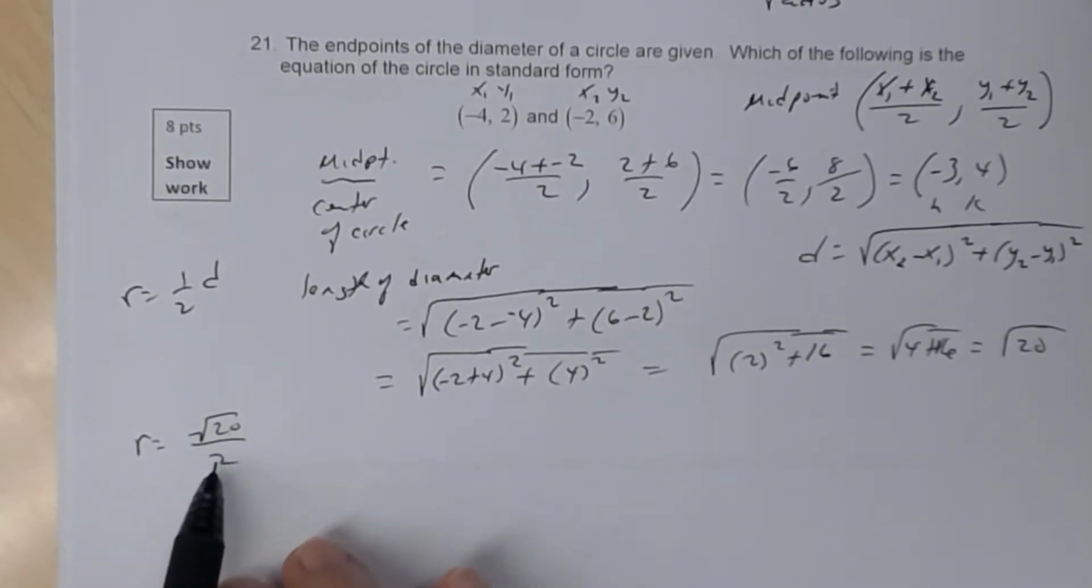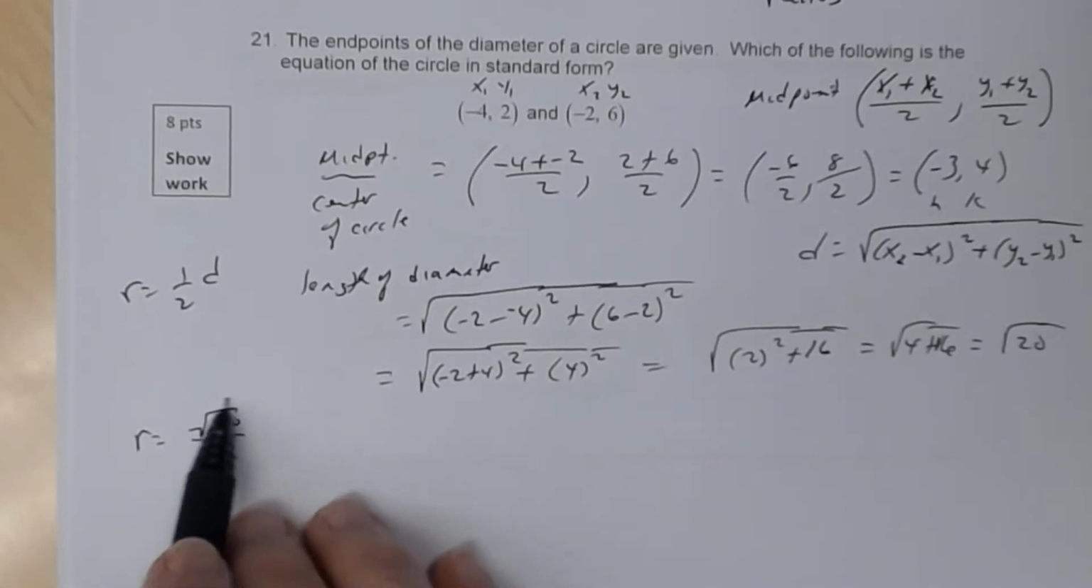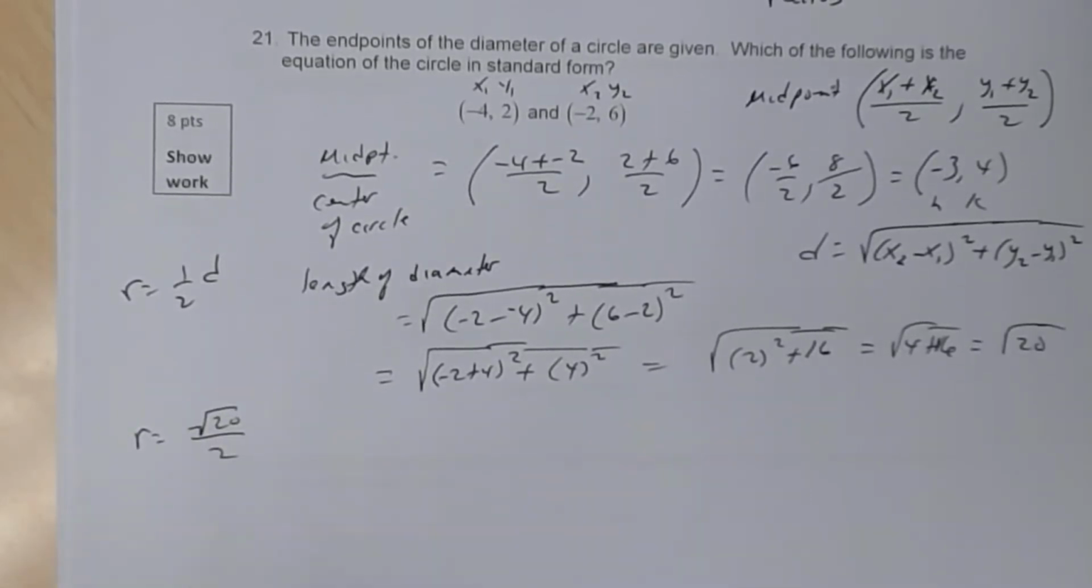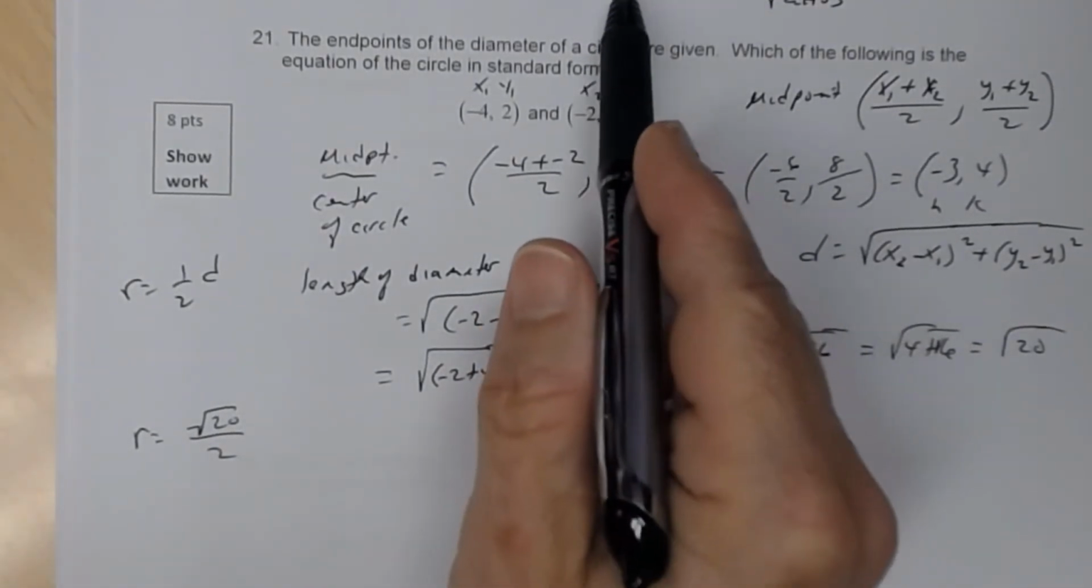You cannot reduce this. You can't say 2 into 2 is 1, 2 into 20 is 10, because that is not a 20 right here. That's the square root of 20. So leave it like this. And don't even simplify the square root of 20 here, because at some point you have to square it.